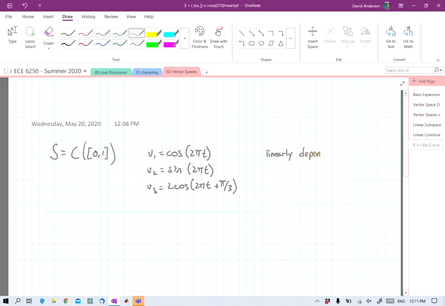So the question is, are they linearly dependent? And the answer is yes. You can go ahead and look at that if you like. In fact, we could show that we have linear dependence for any phase shift.